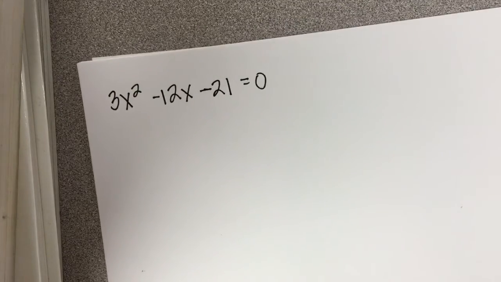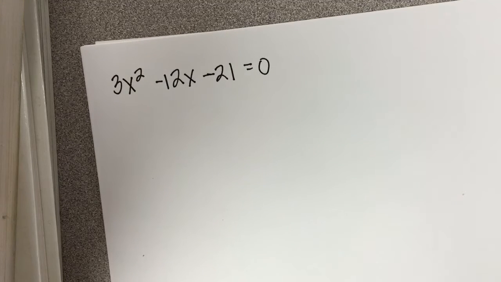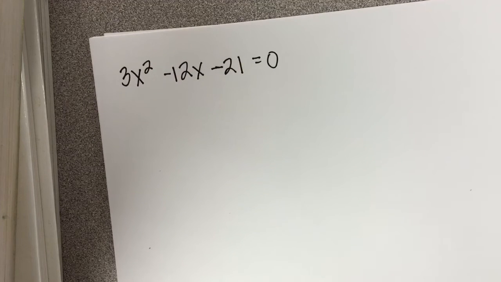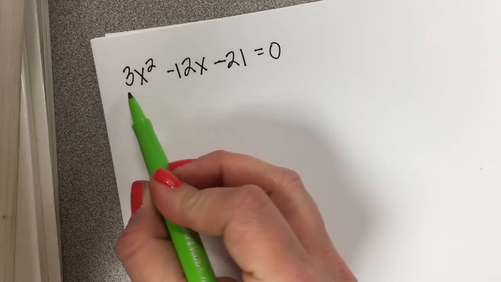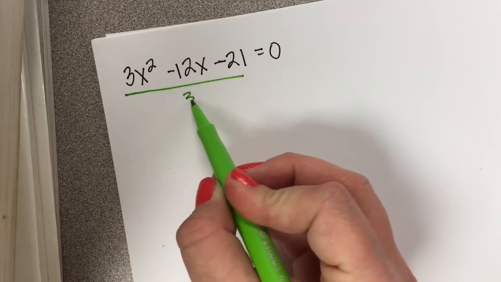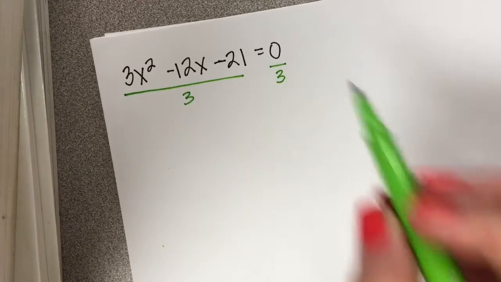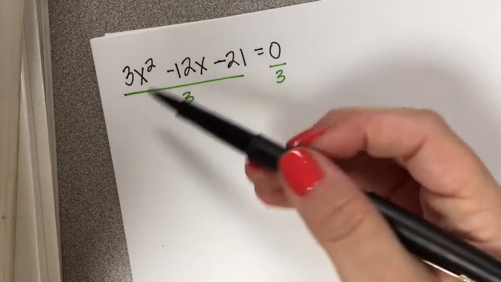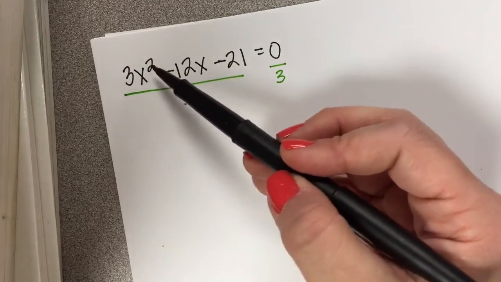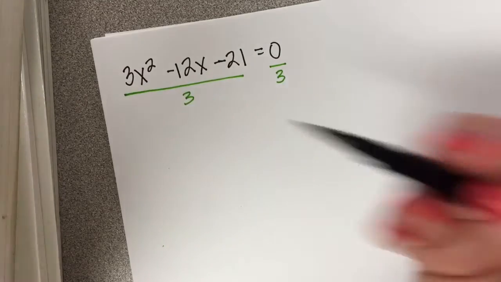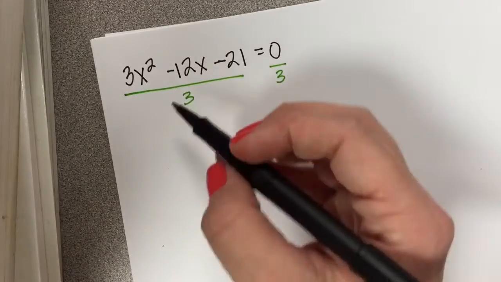Okay, so this one is 3x squared minus 12x minus 21 is 0. So what you should notice, hopefully, on this one is that all of these numbers are divisible by 3. So I want to divide both sides by 3 first. It's just going to make it easier if this first one is just x squared instead of 3x squared. We'll get into that later, but for today, we just want it to be an x squared.